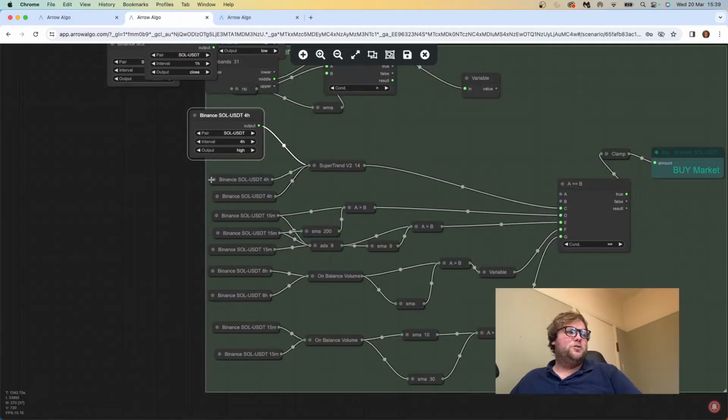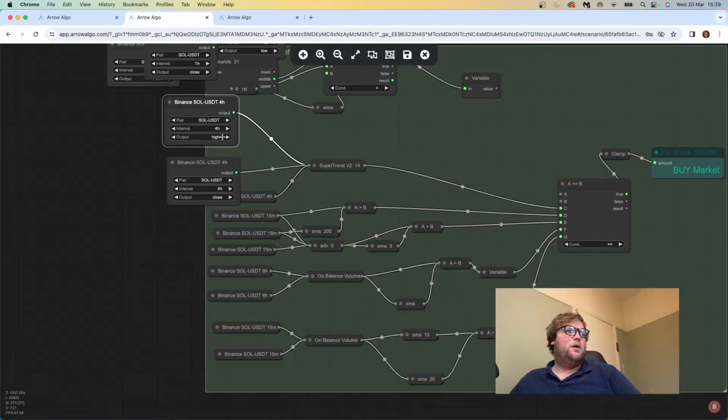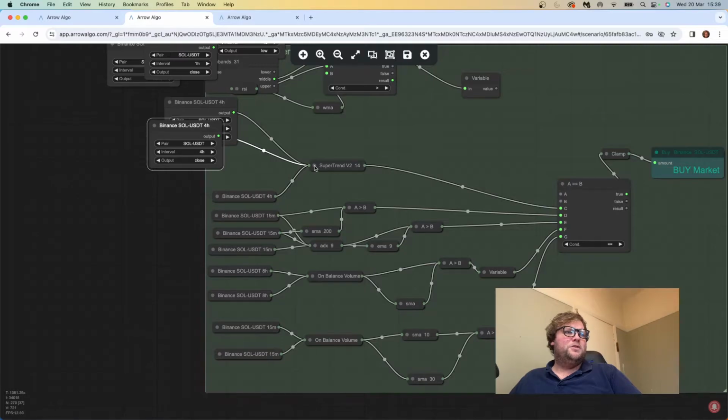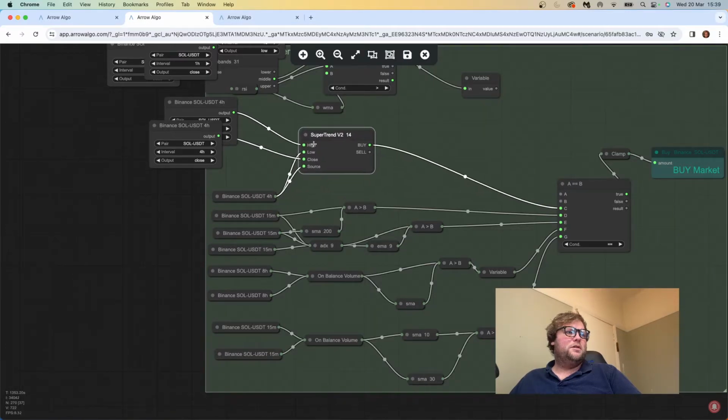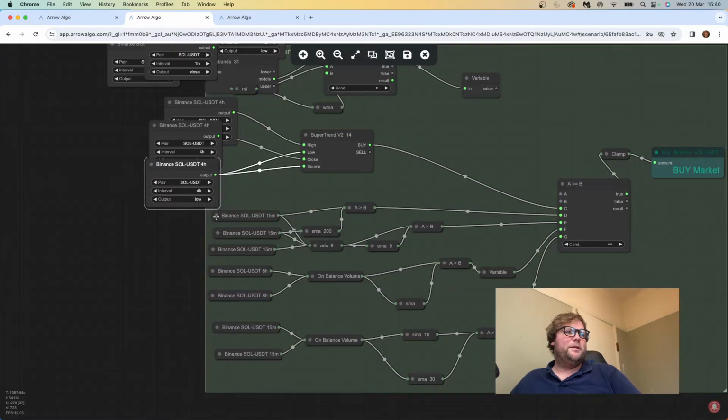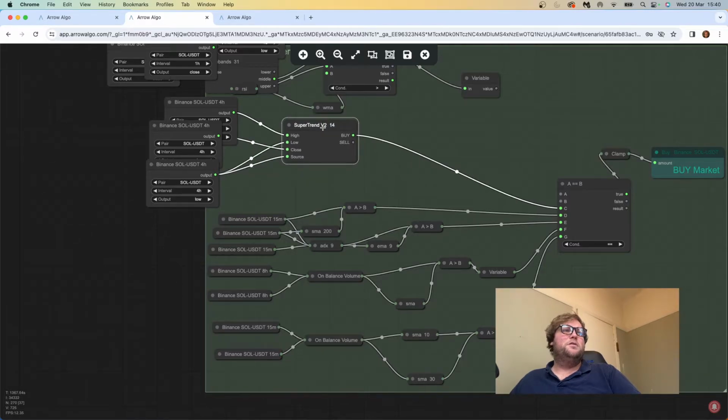So then we get into our super trend indicator, and we're looking at a 4-hour chart here. So we've got the 4-hour high price and the 4-hour closing price being fed in, as well as the low price and the source. So this is just the way that the super trend indicator is calculated. We need to feed in high, low, close, and a source. The source I will generally use the closing price, but it's part of the calculation as to which one you want to kind of trigger the calculation.